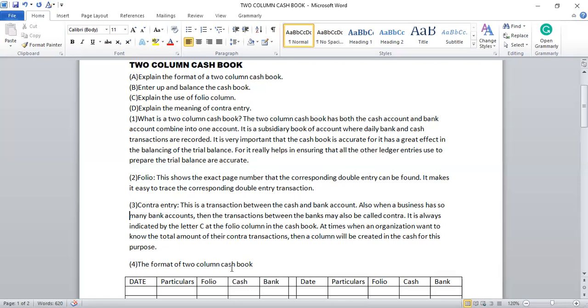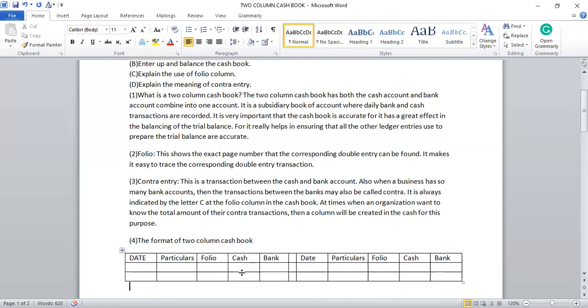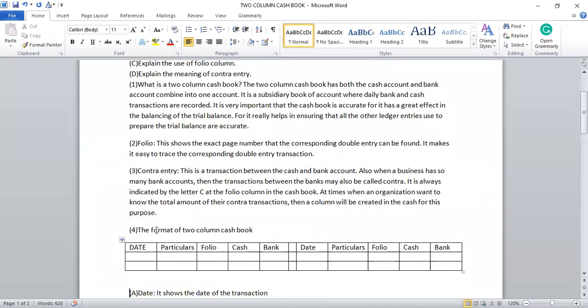For the format of the two-column cash book. So this is the format, the two-column cash book. We have the debit side and the credit side. The debit side has the date, the particulars, folio, cash, and bank. And the credit side also has the date, particulars, folio, cash, and bank. So this is the format. At times, two lines may be drawn between the bank and the date in order to separate them, indicating that this one is the debit side and this one is the credit side. Let us continue.